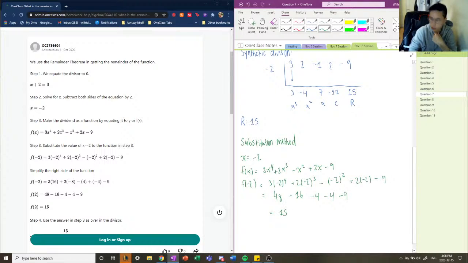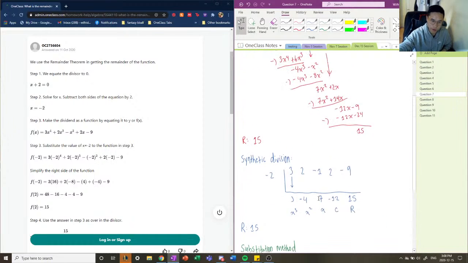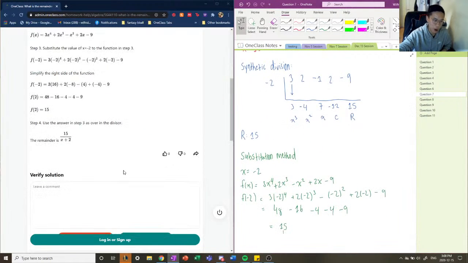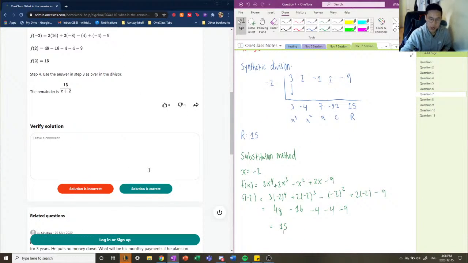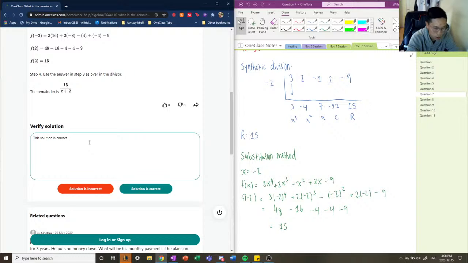So that's the remainder. We can see through all three of our methods, we got the same remainder, so this is obviously correct. And they wrote the remainder as the remainder over the divisor. So this solution is correct. Good job.